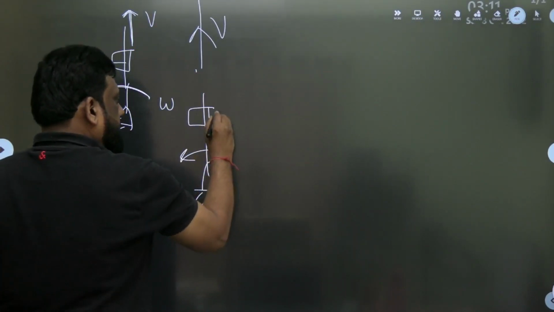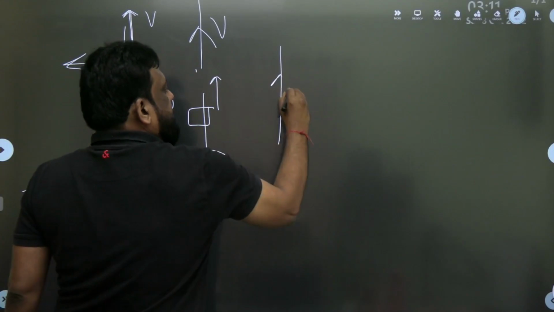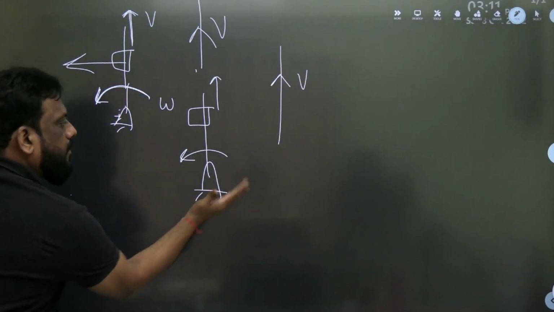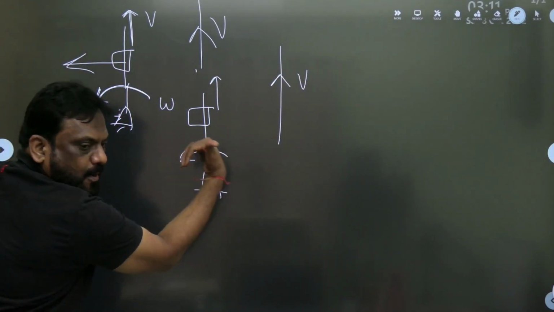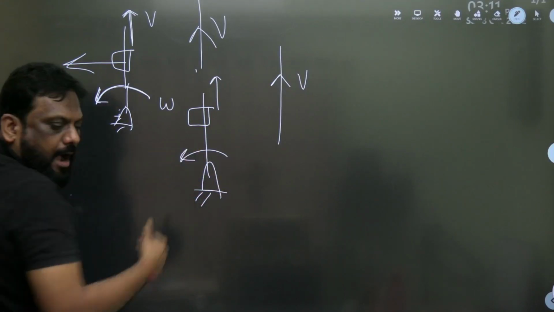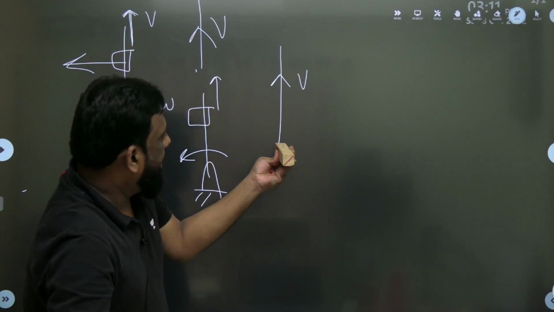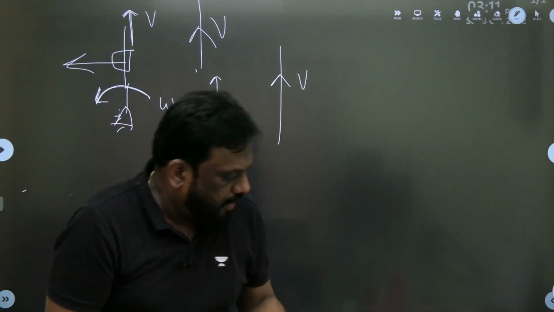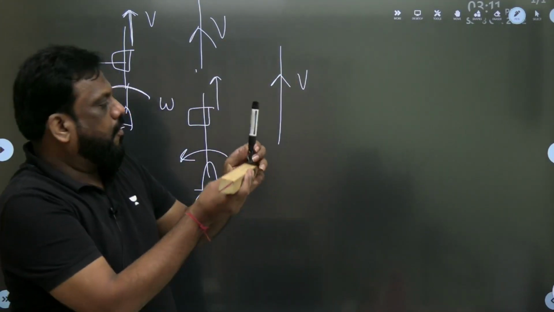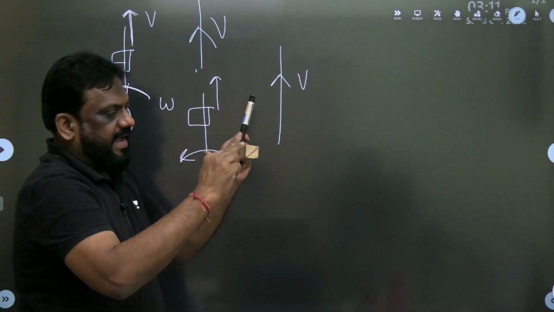Let it rotate anti-clockwise, let V. So V is in this direction, omega, and the thumb is pointing omega outward. This is my omega. This is omega and this is V. I want a cross product of omega and V. V is like this, omega is like this, ये दोनों का.